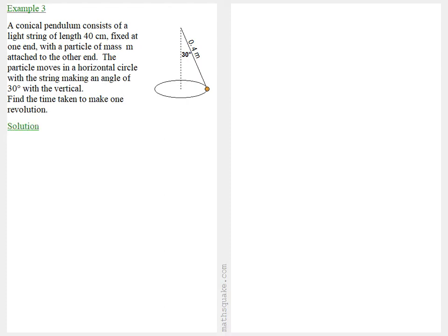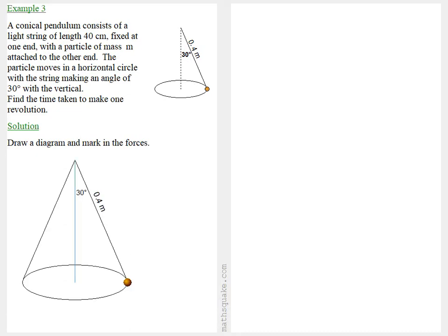Well, to solve this, we first need to draw a diagram and then mark in the forces. First, there's the weight of the particle acting vertically down, and that is mg, where g is 9.8. And then there's the tension in the string. If we resolve vertically, the vertical component of T is T times the cosine of the angle between T and the vertical. So T cosine 30 is equal to mg. In other words, T is equal to mg over cos 30.